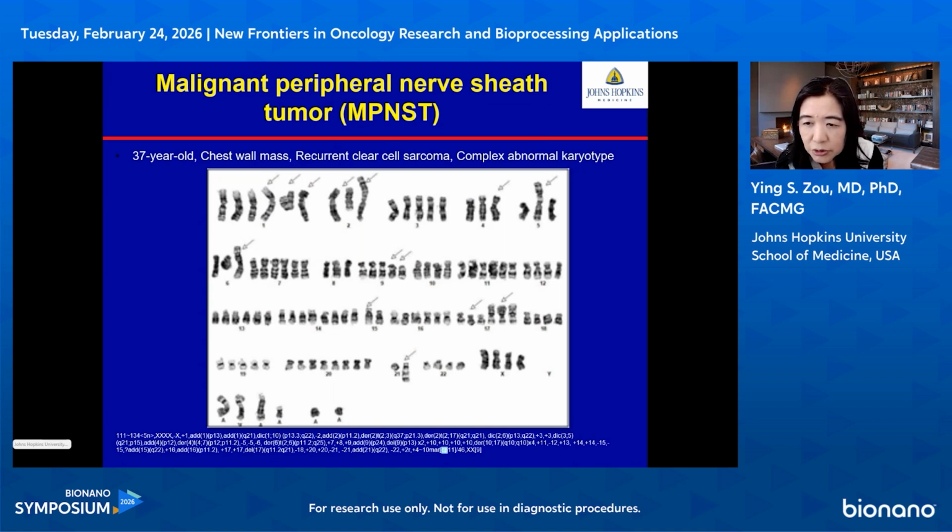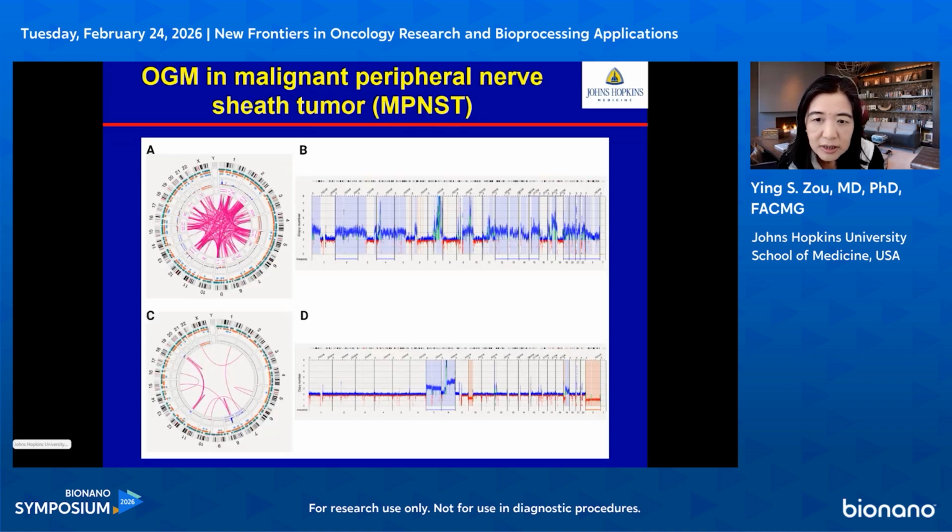OGM reveals additional biomarkers and genomic alterations that could impact treatment decisions. For example, this is a chest wall mass specimen, and the patient had a malignant peripheral nerve sheath tumor, MPNST, with a complex karyotype, near tetraploid, and many chromosomal abnormalities. And this tumor shows a more complex cancer genome compared to the other MPNST cases in this study.